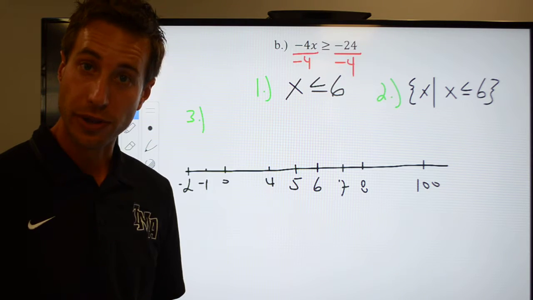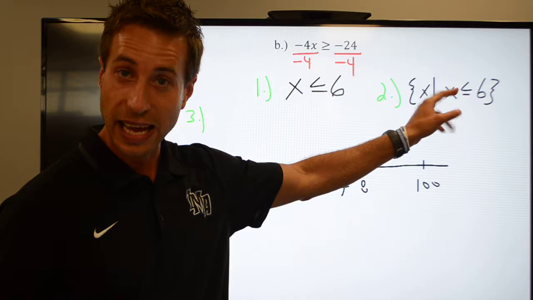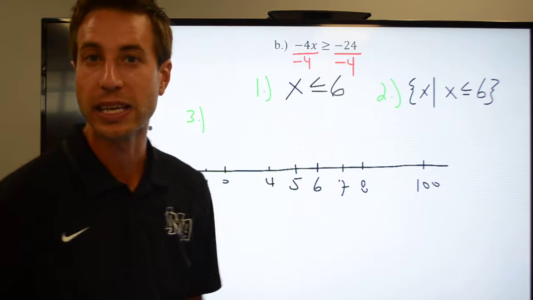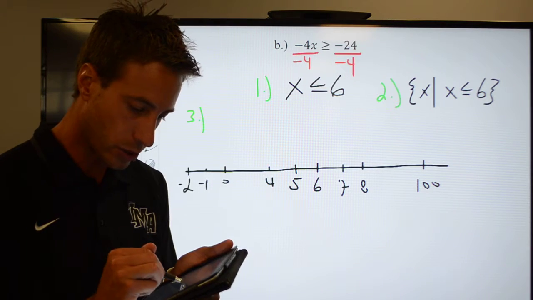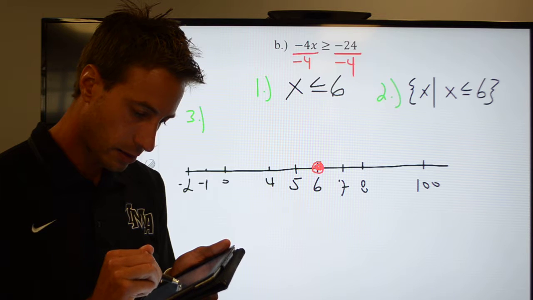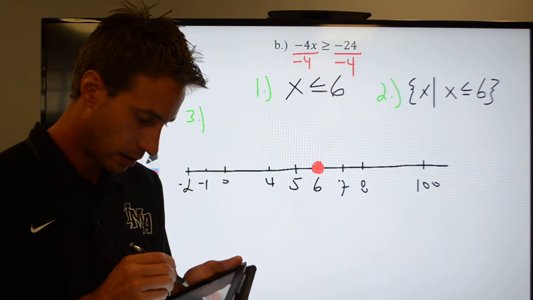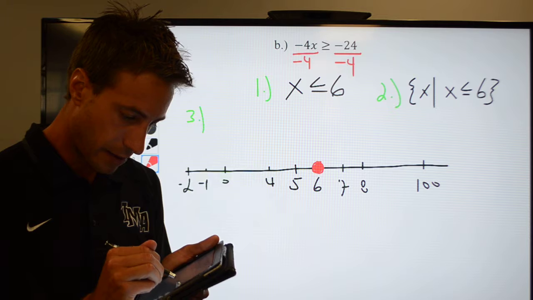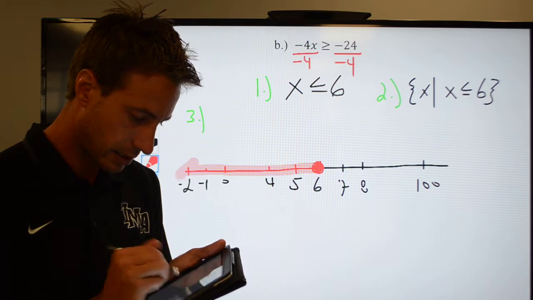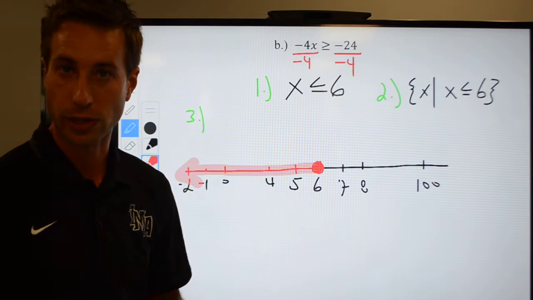I agree with that. Since it's less than or equal to, you will need a closed circle on 6. And it's going to be everything that is less than 6 headed in that direction.